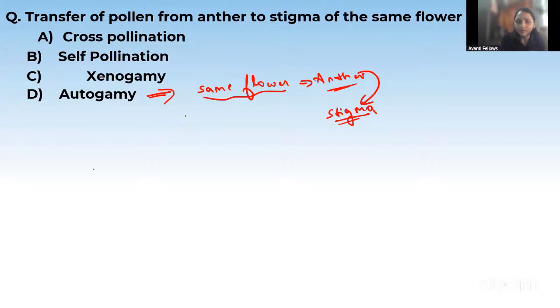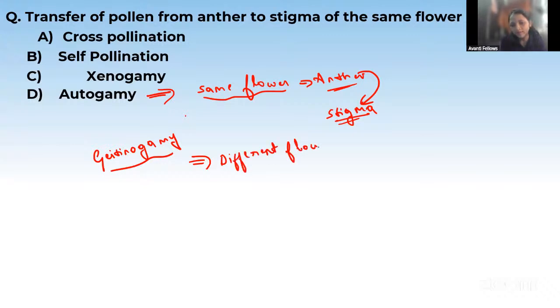When we talk about geitonogamy, what happens? Here the pollination is happening between different flowers of the same plant, right? In the same plant, two different flowers are there. One flower is releasing the pollen grain, which is going to pollinate the stigma of the other flower. That is called geitonogamy.